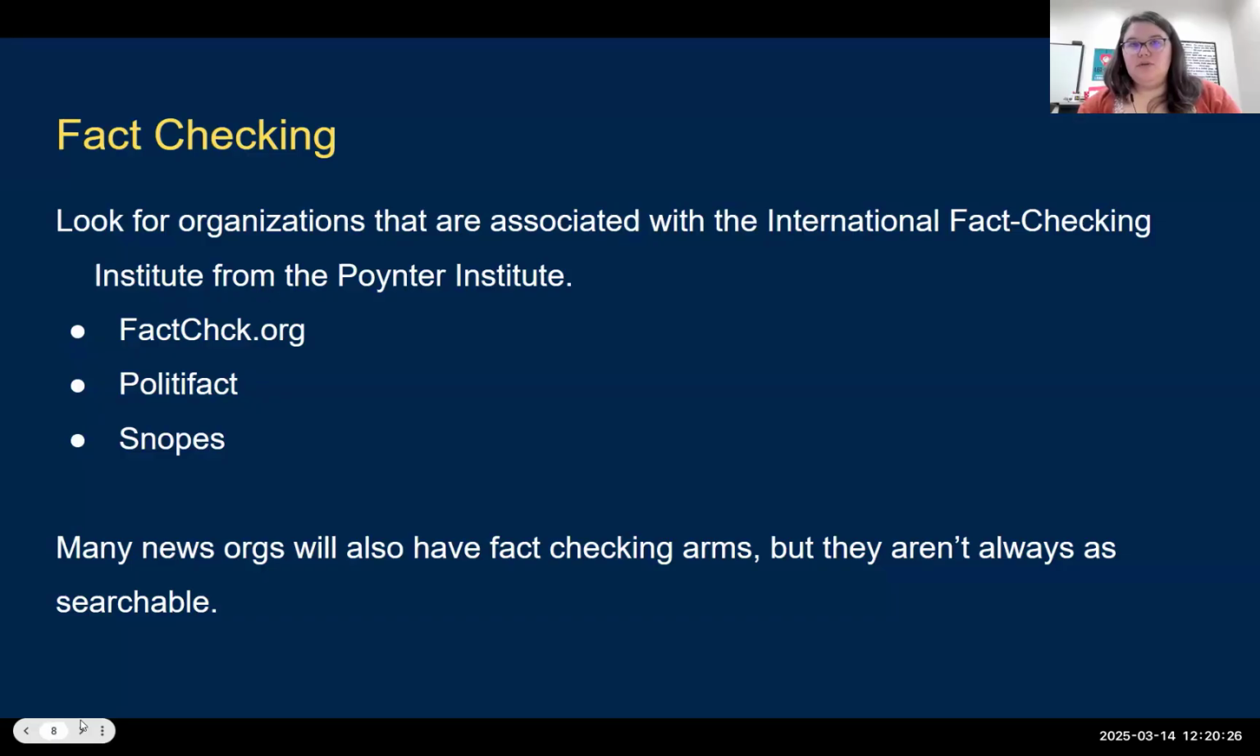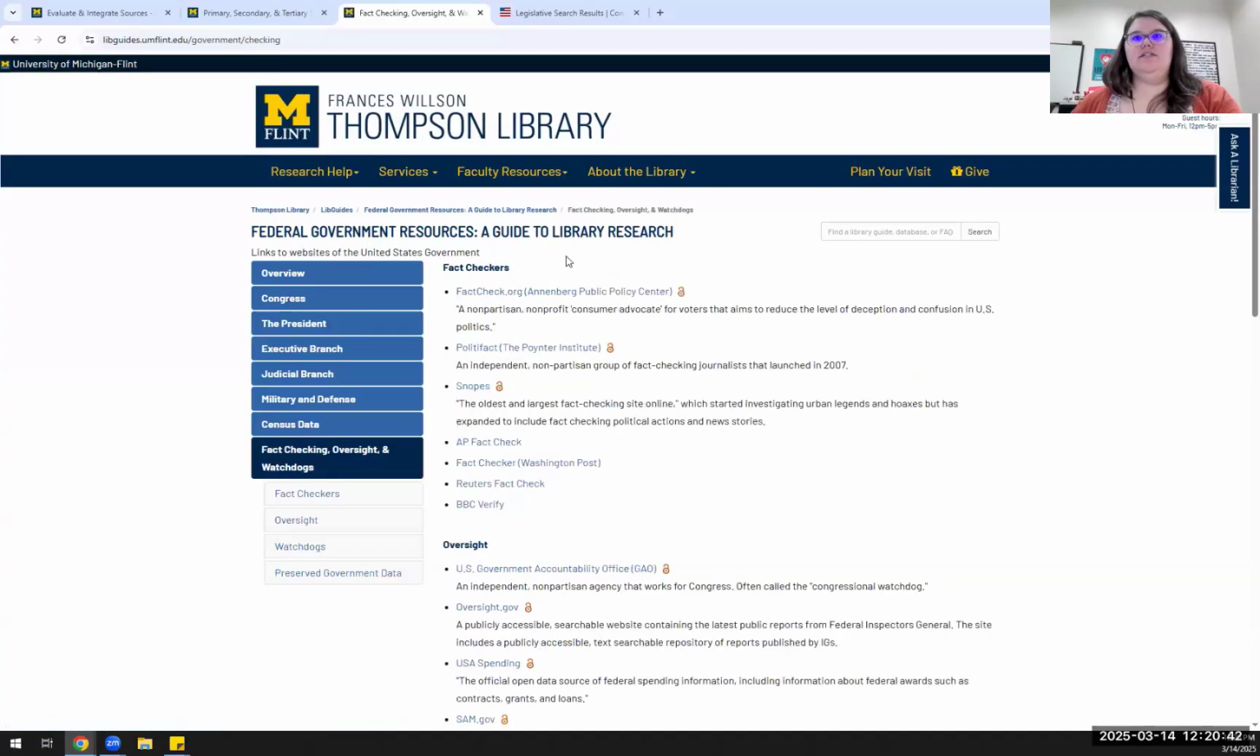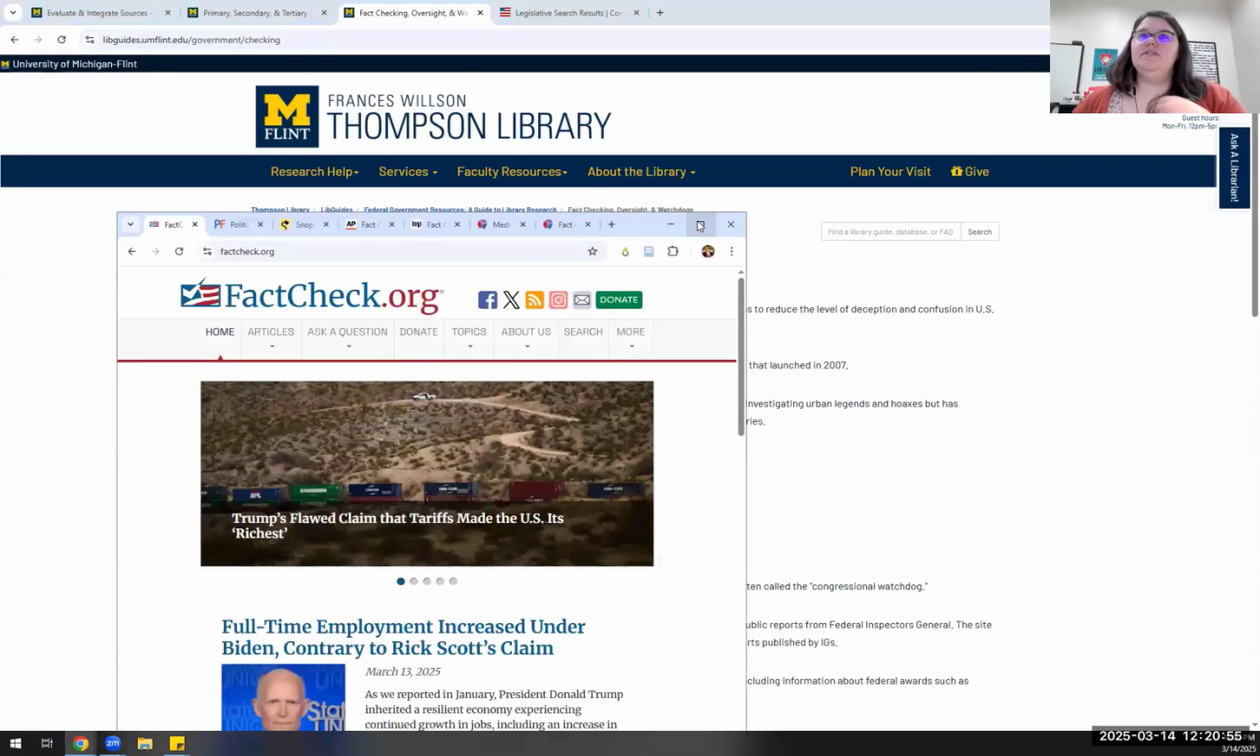And many news organizations will have fact-checking arms, but they're not always as searchable as the ones that we're going to see here. Okay. So again, most of these are going to be listed on the federal government sites here under fact-checking, oversights, and watchdogs. And again, they might come into places like the executive branch. We'll get into this in a little bit, but let's look at a couple of these.